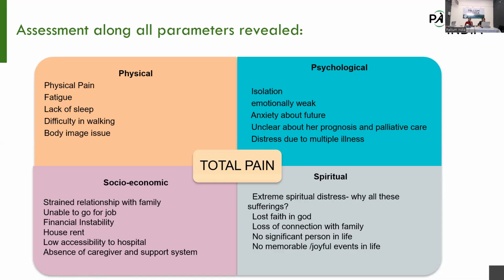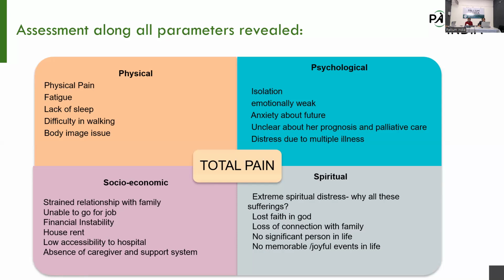And when it comes to the socio-economic level, strained relationship with family. As I mentioned, the children are not supportive, she is unable to go for a job because of the physical disability, and she is a widow and is not getting any other financial support. Financial instability, the house is rented, she does not have a house of her own. Again, that will add to the financial burden.